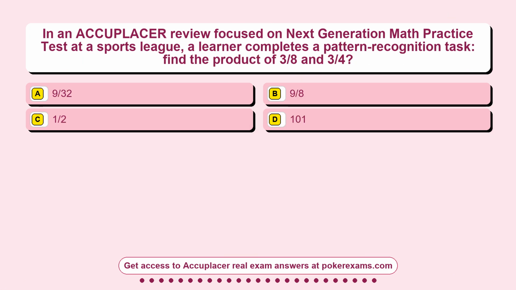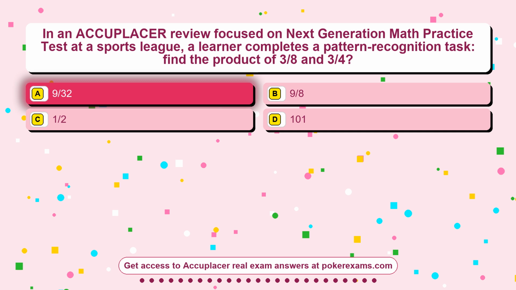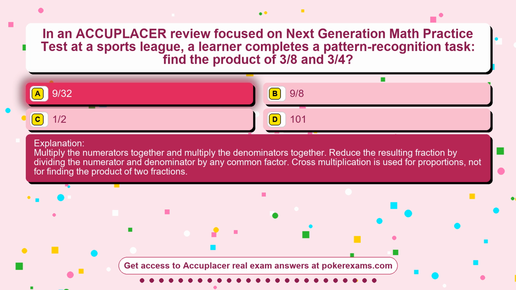Question 15. In an Accuplacer review focused on next-generation math practice test at a sports league, a learner completes a pattern-recognition task. Find the product of 3/8 and 3/4. Option A, 9/32. Option B, 9/8. Option C, 1/2. Option D, 101. The correct answer is Option A, 9/32. Multiply the numerators together and multiply the denominators together. Reduce the resulting fraction by dividing the numerator and denominator by any common factor. Cross multiplication is used for proportions, not for finding the product of two fractions.